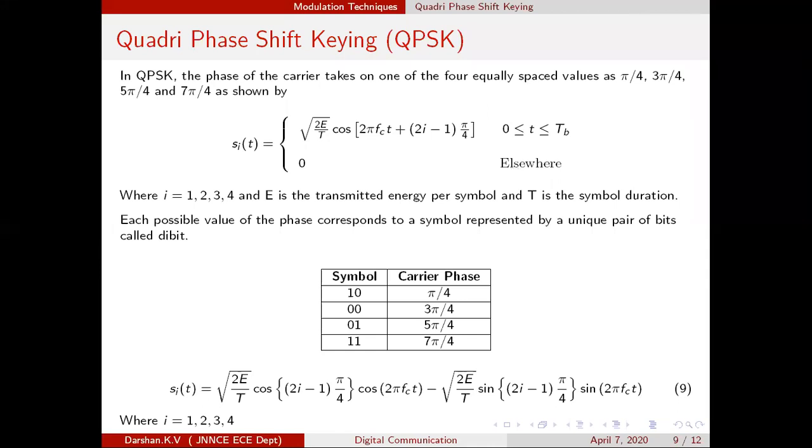So this is how a QPSK signal is represented. We are not writing four equations; we are representing all four equations in a single equation, as shown over here. Now all of you know the very basic formula, cos of a plus b is cos a cos b minus sin a sin b. So it has been expressed over here. If you observe equation number 9, we are expanding the formula: cos of a plus b is equal to cos a cos b minus sin a sin b. You are able to see that expression.